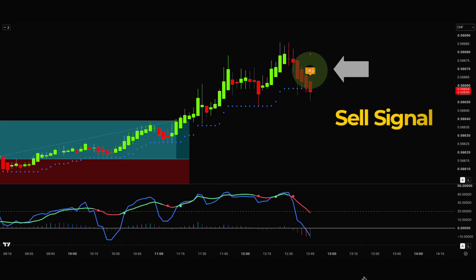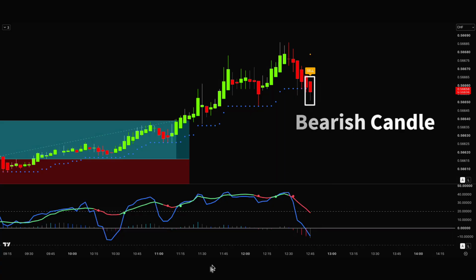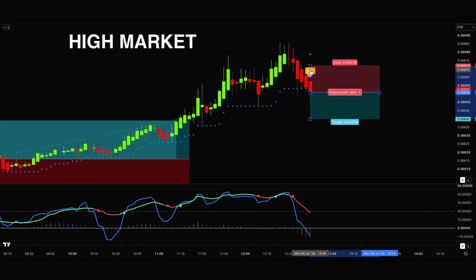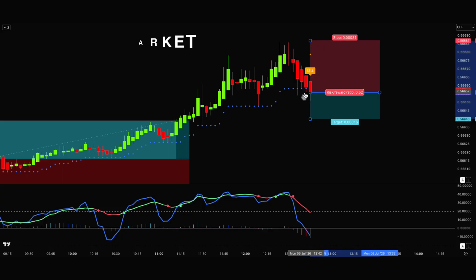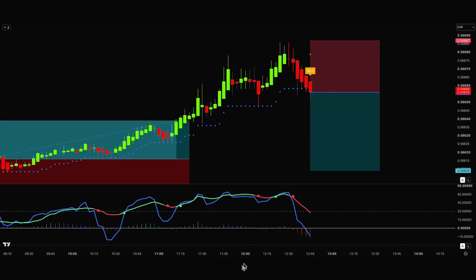When the Supertrend with buy-sell signals arrow points down, this is a sell signal. The blue line of volume-weighted RSI should be below the red line, and the market should form a bearish candle. If these conditions are fulfilled, then we place a sell order. Our stop loss is placed at the previous high of the market, and the risk-to-reward ratio will be 1:1.5.